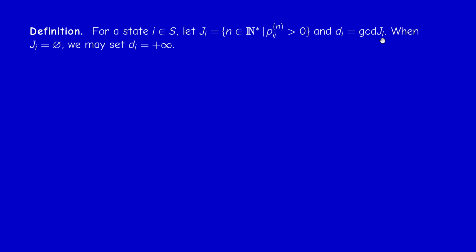It's possible that J_i is empty. I will give you an example right now. In this case, if it is empty, it's convenient to set d_i equal to plus infinity. Okay? d_i is called the period of the state i.